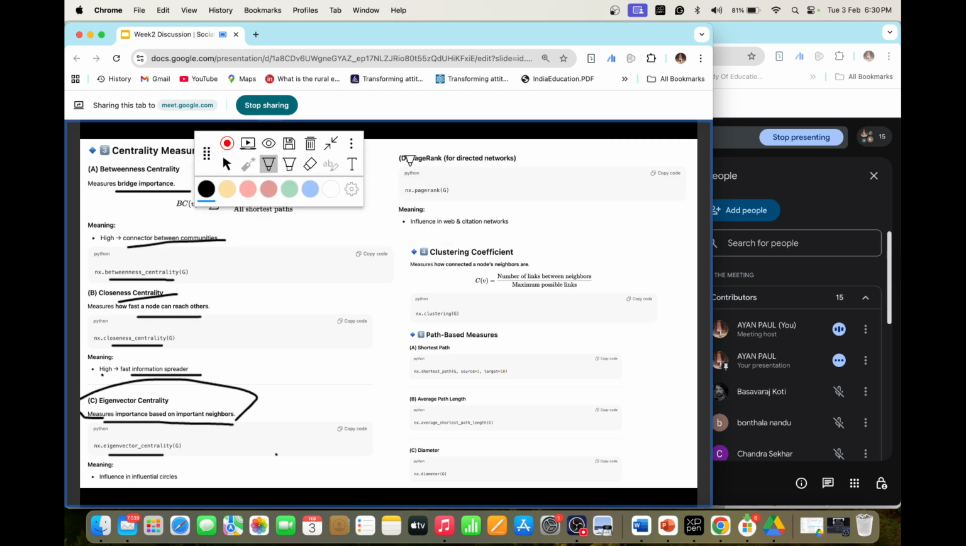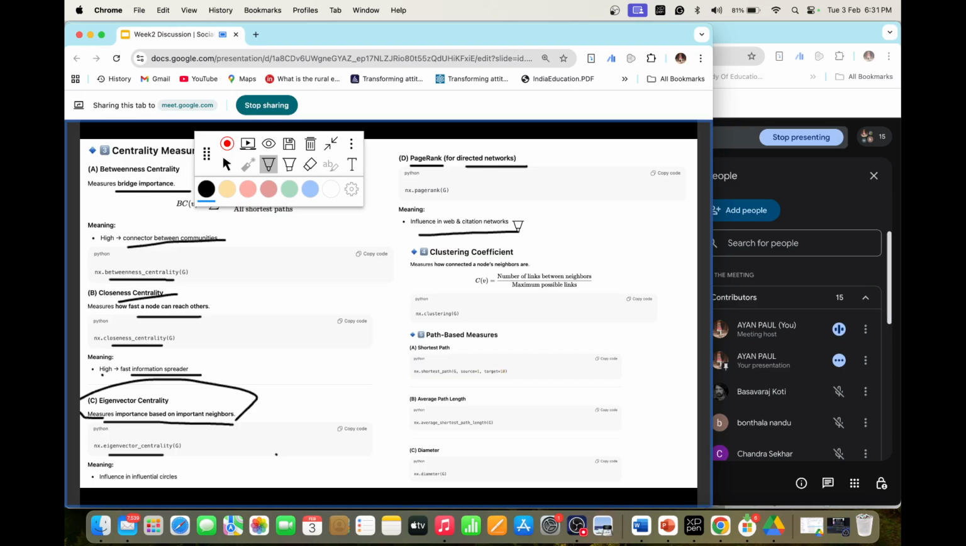And then we have something called PageRank, which is used for directed networks. So what is PageRank? It measures influence in webs and citation networks. PageRank generally consists of two things.